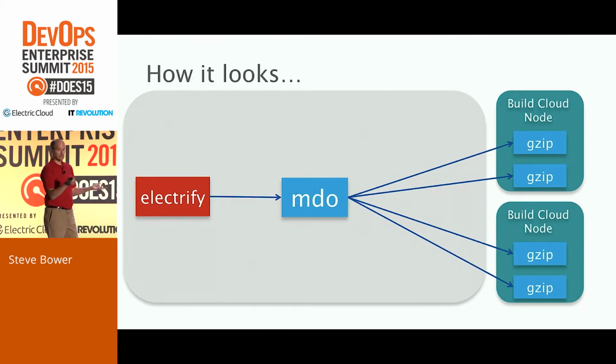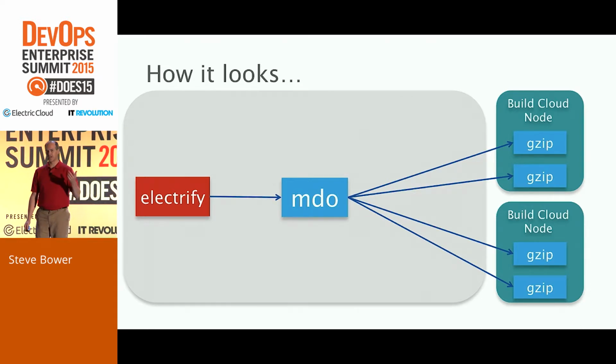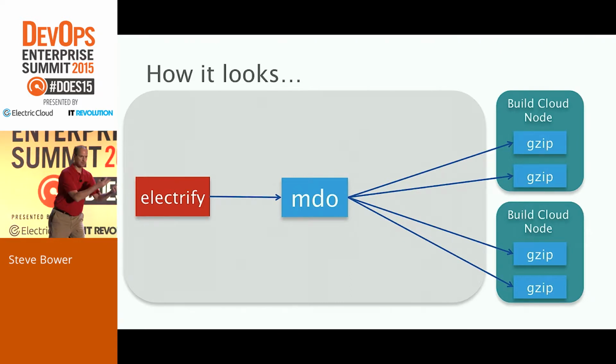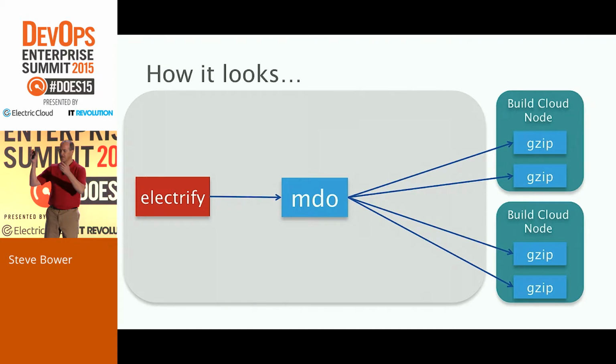So this is great. I can do all of my compute-intensive processes in parallel. The input files that I'm compressing get automatically sent out to the farm. The output files that have been compressed get brought back to the system where I've run my mdo.